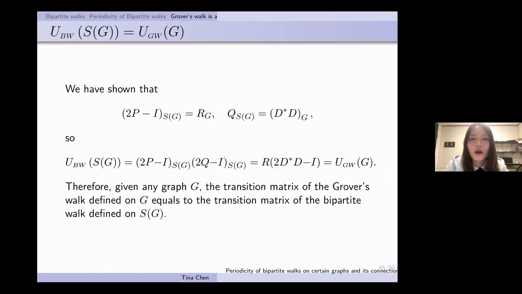Okay, so now we have shown that the reflection on the subdivision graph is exactly the same as the arc reversal matrix of your Grover walk, and the projection on one of the color classes gives you D star D of your Grover walk. So using those two, you can see that the transition matrix of the bipartite walk on the subdivision graph is exactly the same as the transition matrix of the Grover walk on the directed graph.